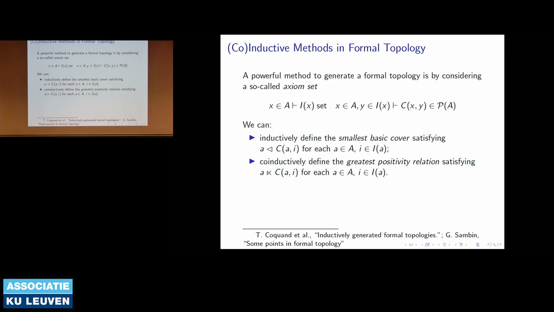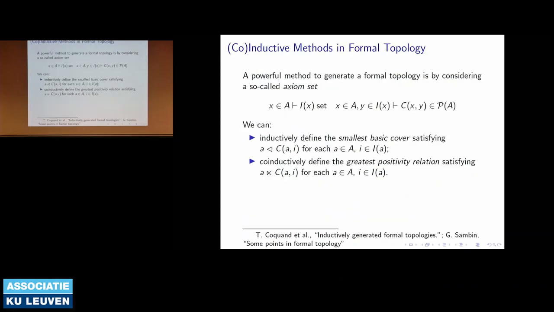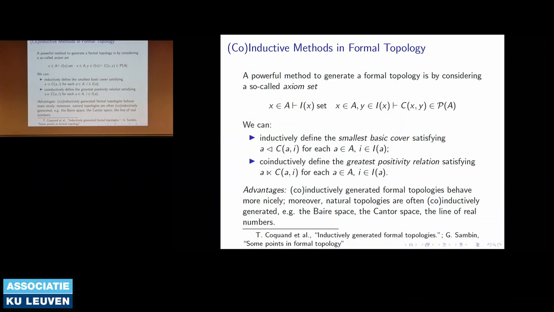The key point here is that this kind of induction and co-induction are predicatively sound. We can do it predicatively. And they actually satisfy all the list of axioms. So great. Oh, sure. And then we can show that formal topologies generated in this way satisfy nice properties. A lot of natural topologies arise in this way. So it's a really important method. And so a natural question is, does it relate somehow with other forms of induction and co-induction?